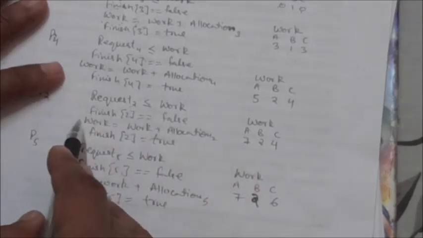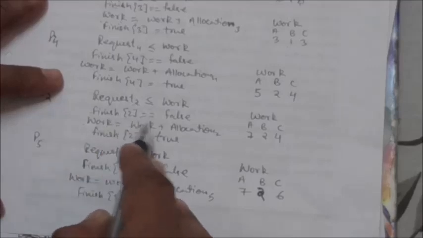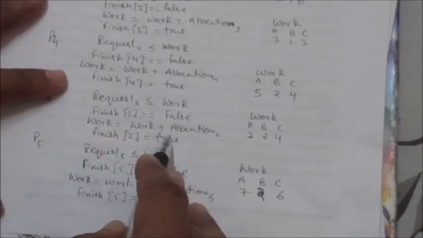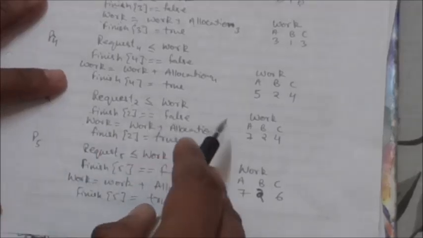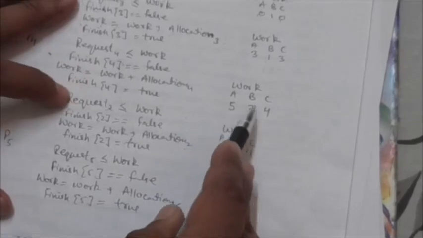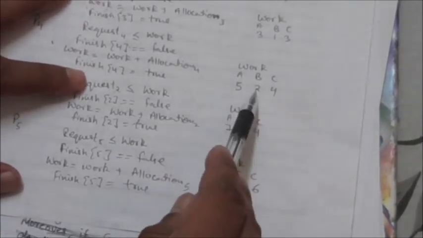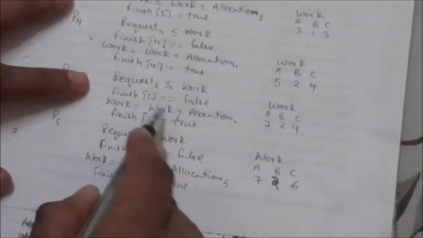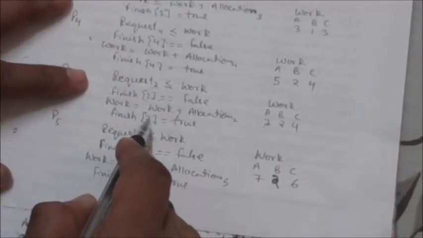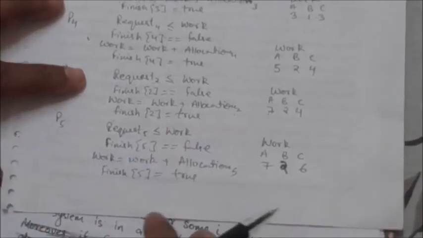So in this case, we will execute the third step of algorithm. We will update the value of work vector. To work vector, we will add the second row of allocation matrix. Second row of allocation matrix is 2 0 0. So to work vector, when we add 2 0 0, the new value of work vector is 7 2 4. After that, in finish vector at index 2, we will set the value true, right?